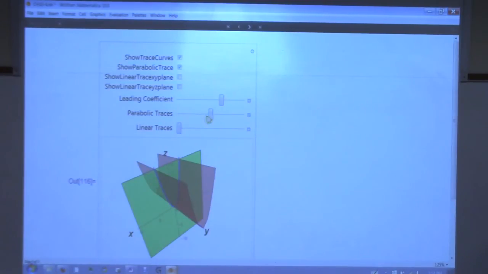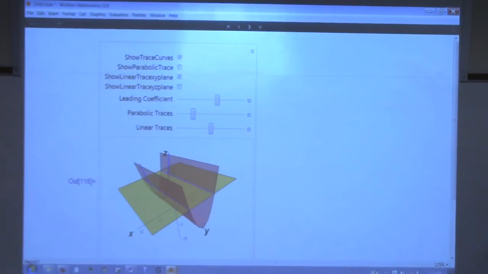That's right. So if you start to take slices through here, if I slice it this way, I get parabolas, don't I? But if I slice it that way, then I get lines. You see these lines? So it just depends on how you slice it.